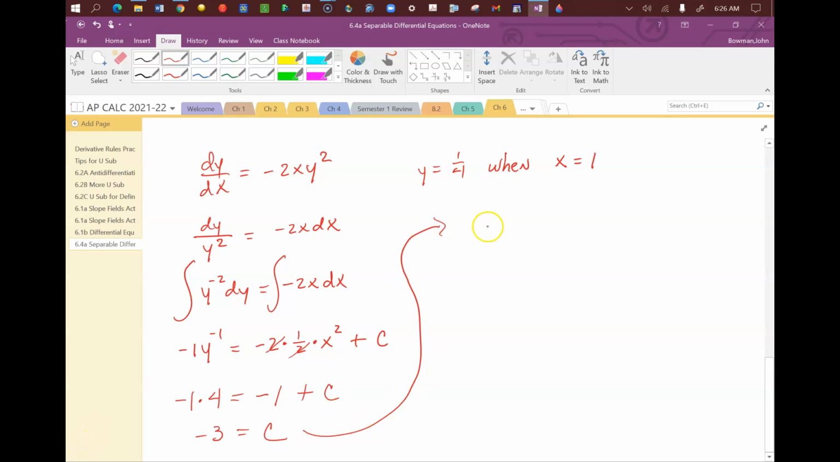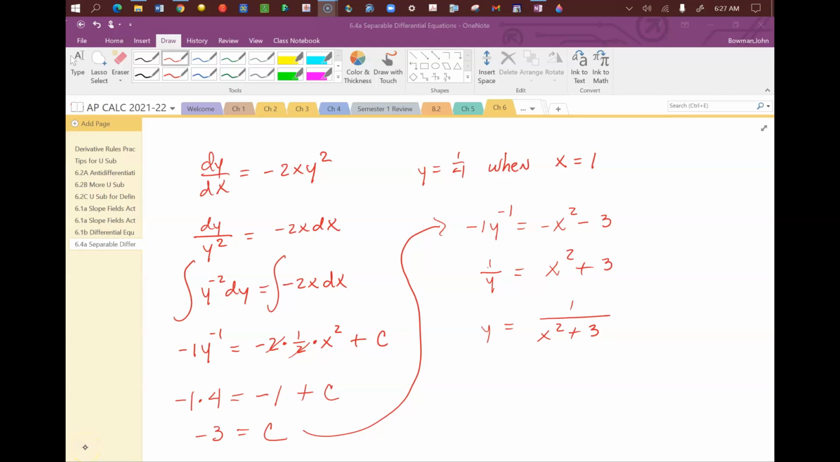That leaves us here. We have negative 1 y to the negative 1 is equal to the opposite of x squared minus 3. We're going to go ahead and solve this for y. We'll multiply both sides by negative 1 and write this as 1 over y is equal to x squared plus 3. So y would be equal to 1 over x squared plus 3.